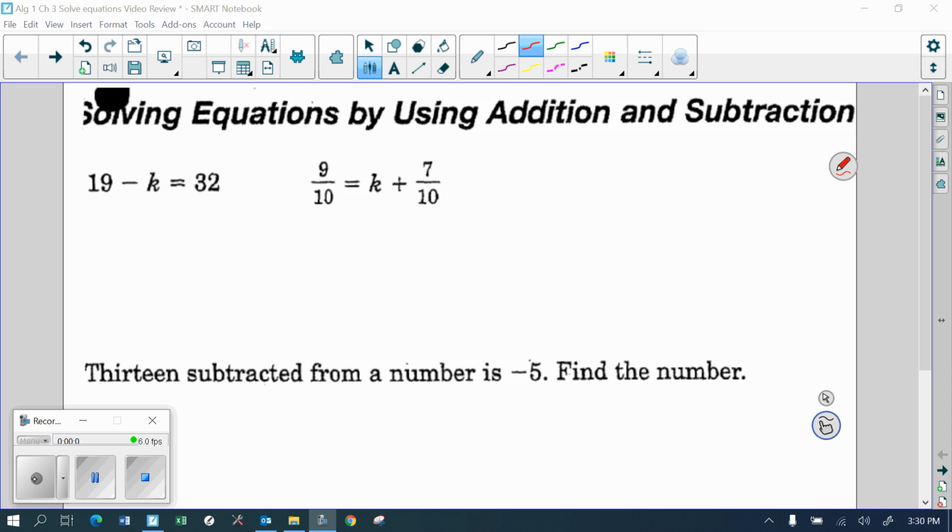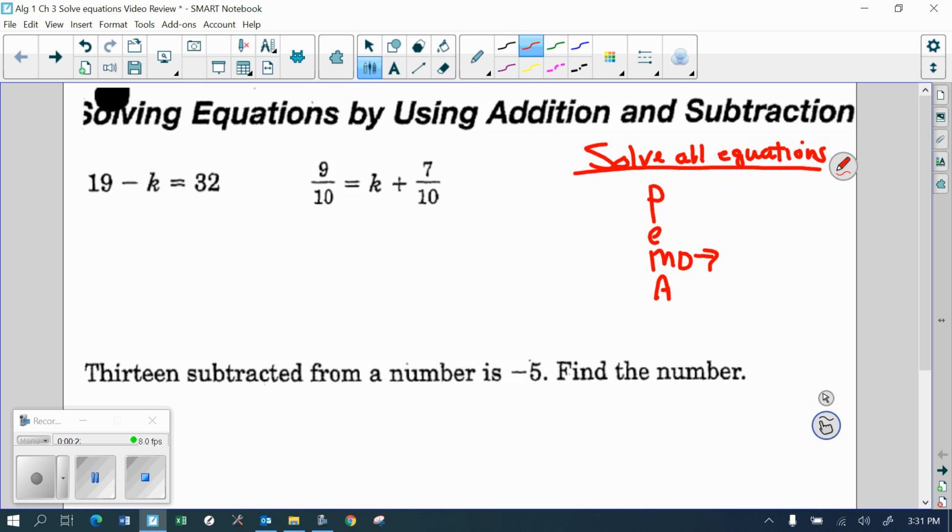Okay, let's go ahead and do a chapter 3 review on solving equations. All right, you should already know we solve all equations by what? Reverse what? PEMDAS. Also called what? It's also called the reverse order of operations. Okay, you've been taught this since 6th grade.